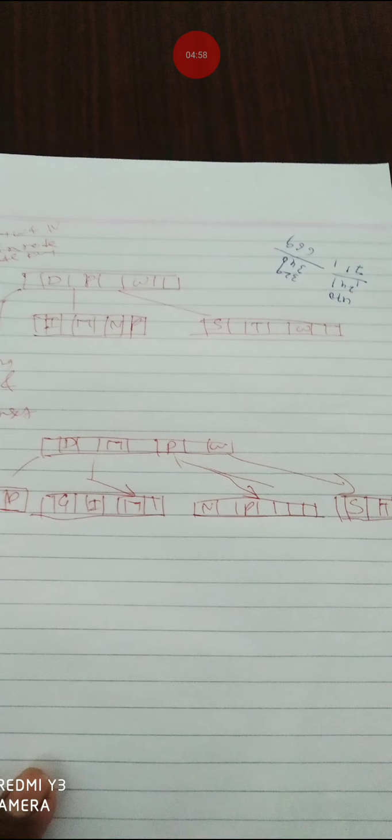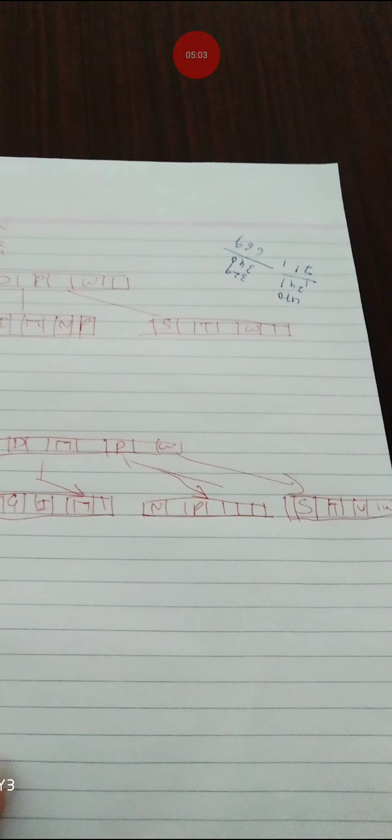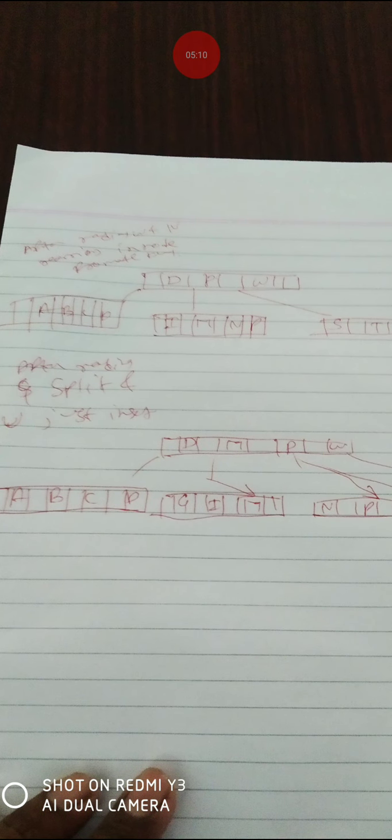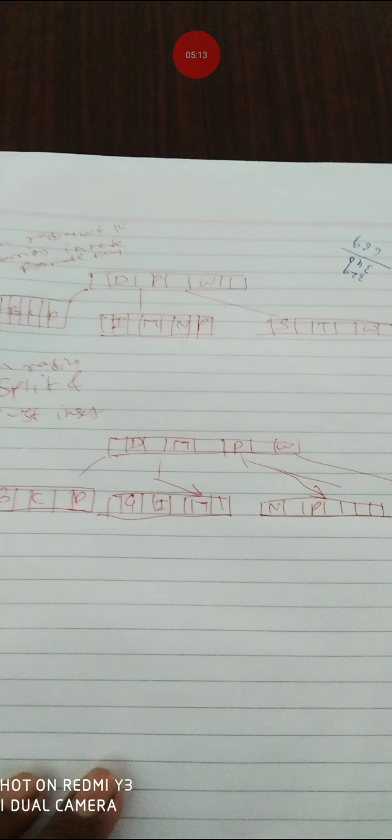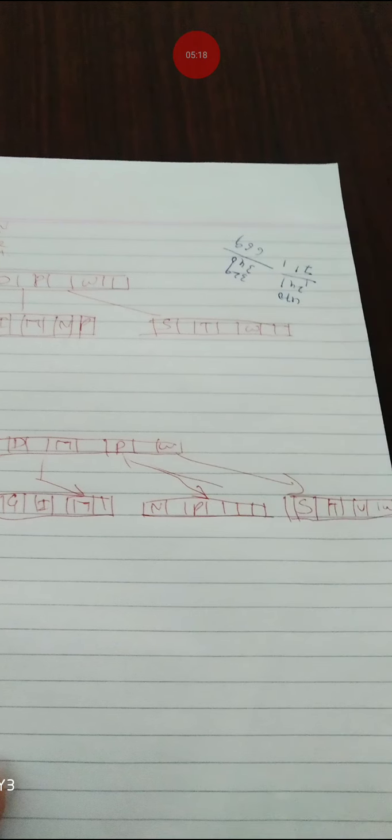This creates the new nodes, and at last your remaining element is U, which should be inserted in the last node S T, then sorting takes place: S T U W. This is how you create the B-tree of order 4. See here: D M P, T, P, W; A B C D, G I M, N P, and S T U W. This is how you create the B-tree. So you should have a minimum of 2 keys and a maximum of 4 keys. If you have any doubts, you can approach me. This is the B-tree problem. Be perfect with this problem. Thank you.